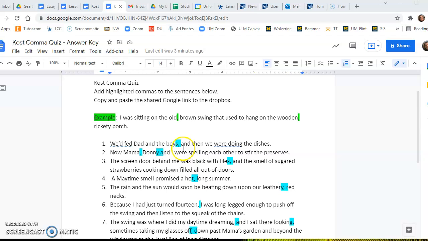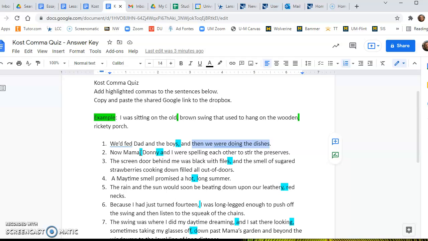So anyways, one of the rules that I taught you was that there's a comma and a coordinating conjunction that goes between two full sentences. So we've said "Dad and the boys" is the first sentence. Then "we were doing the dishes" is our second sentence. And then what you have to do between the two is either a semicolon if they're kind of related, or a comma and a coordinating conjunction, which is what we have done here.